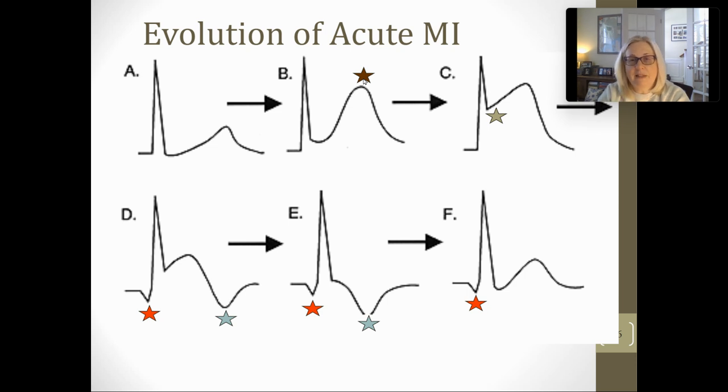As we move over to C, where that star is, that is showing you the ST elevation. You can see it kind of looks like that fireman's hat, right? Now, when we move to the next one, it's going to be kind of weird here. We see that ST elevation is coming back down, and then we have our inverted T, the gray one.